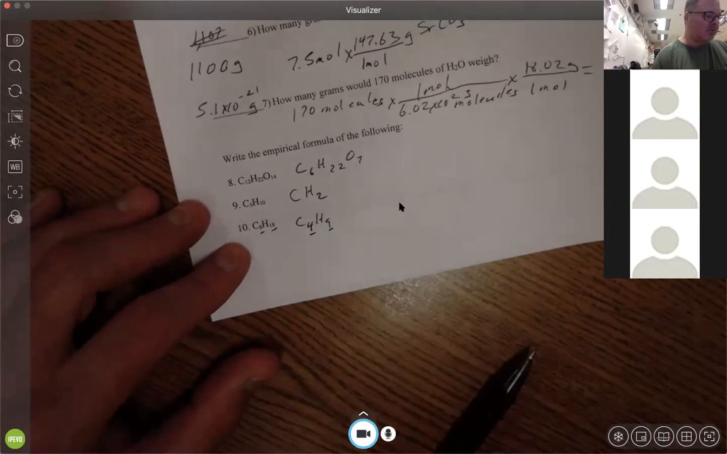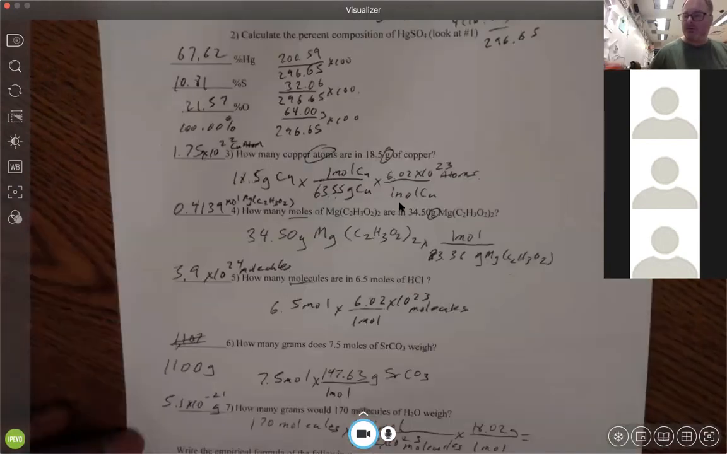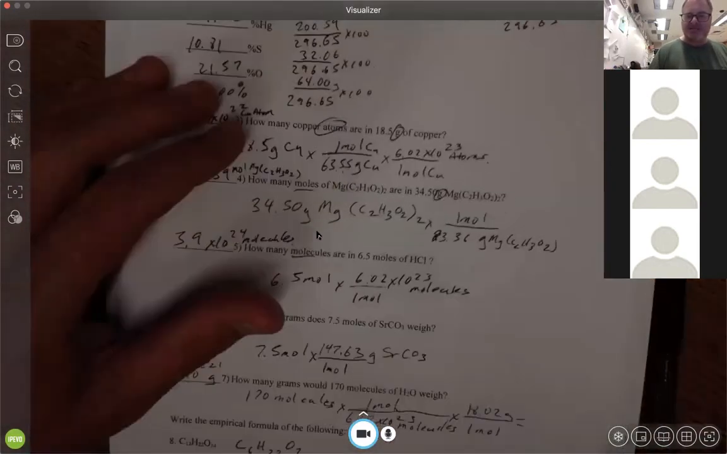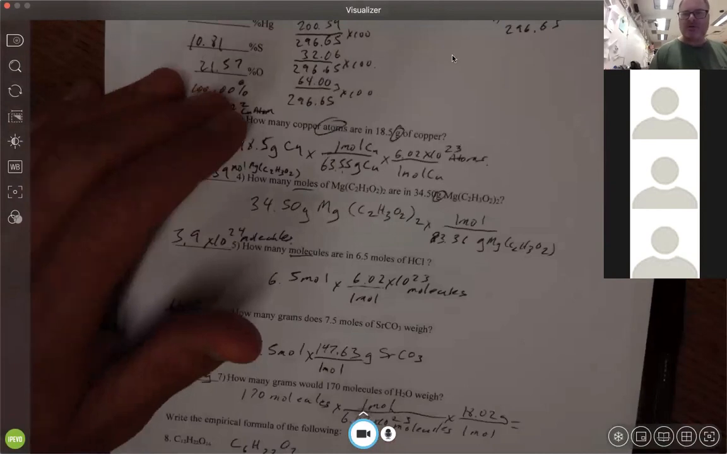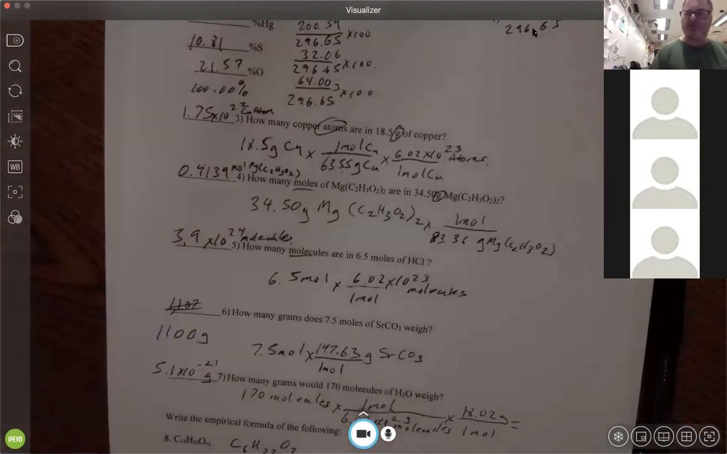So that's the mole and empirical review. Don't forget, tomorrow is the test. So if you have any questions, by all means, drop in the Zoom tomorrow. But that's how we work through the problems in the review.